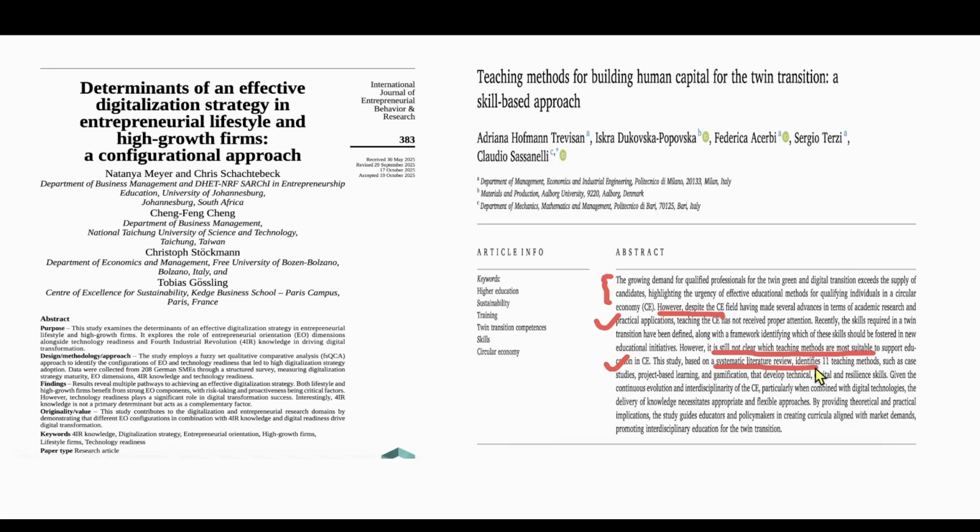So they are doing a systematic literature review. Then, in the abstract, they have mentioned what they have found, followed by what kind of theoretical and practical implications the study is going to give. Who are the important people? Educators and policy makers, so that they can create curriculum aligned with market dynamics, promoting interdisciplinary education with twins. Can we see how they have followed the same approach which we are discussing?